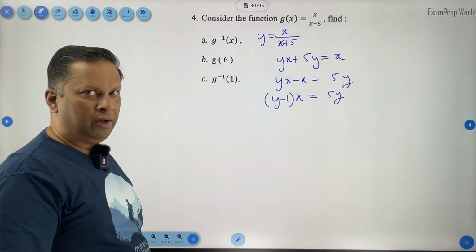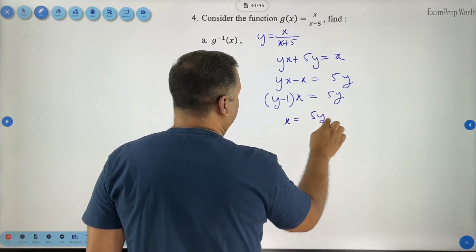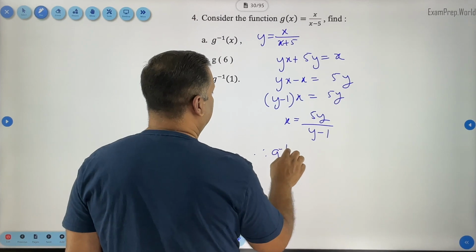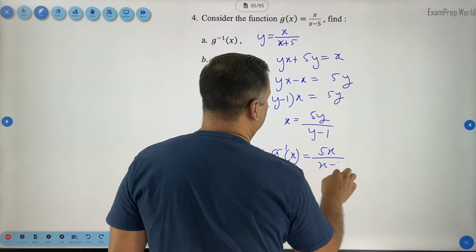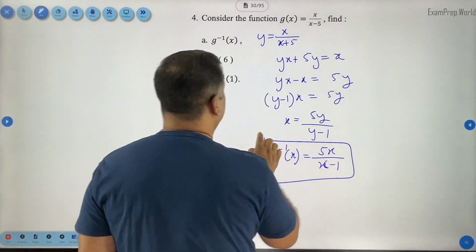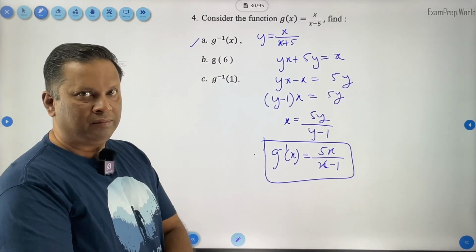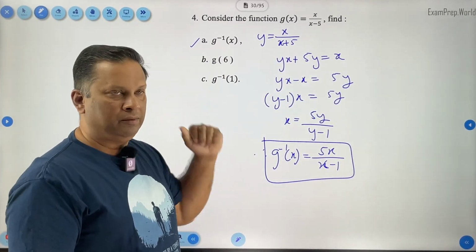Okay, are you getting it? Then x equals 5y by y minus 1. Therefore g inverse of x is equal to 5x by x minus 1. I am replacing this y with x, and that's our answer for A. So we have solved A. Okay, understood? Again same thing, we have been doing the same thing, changing the subject.